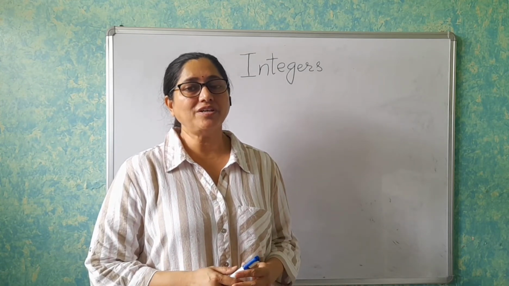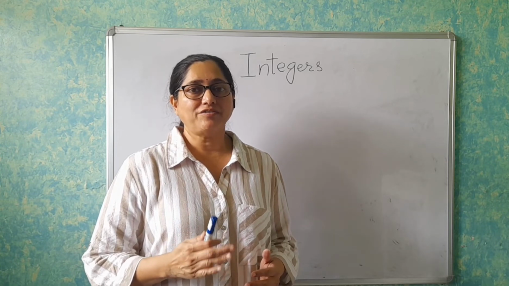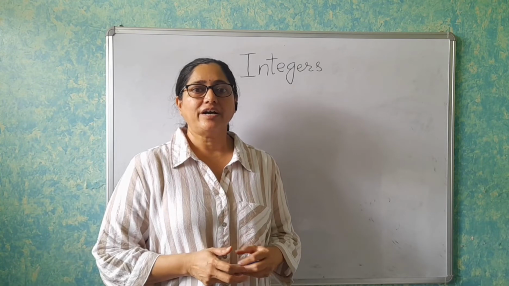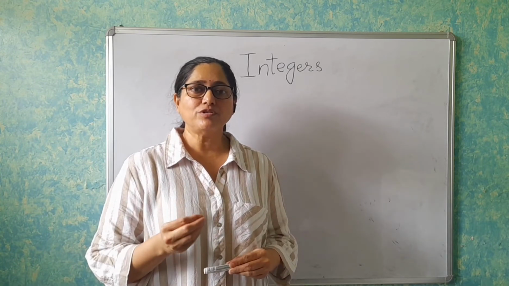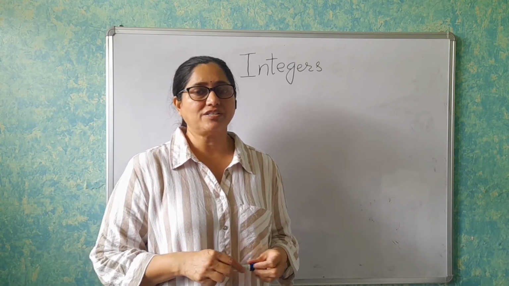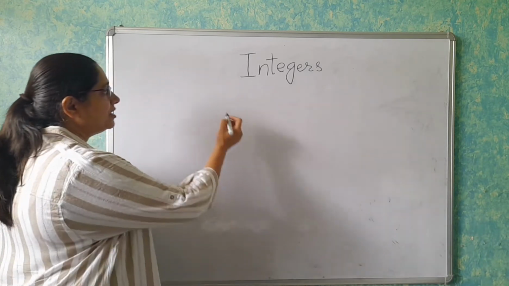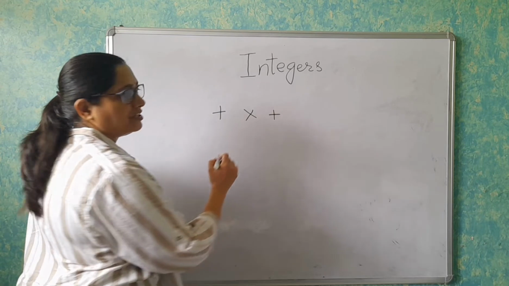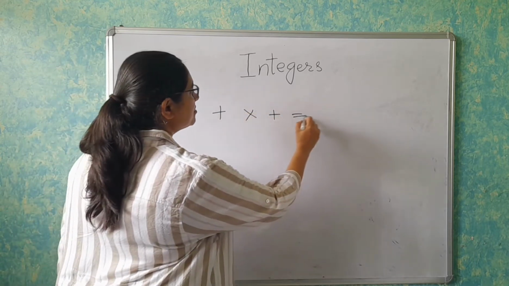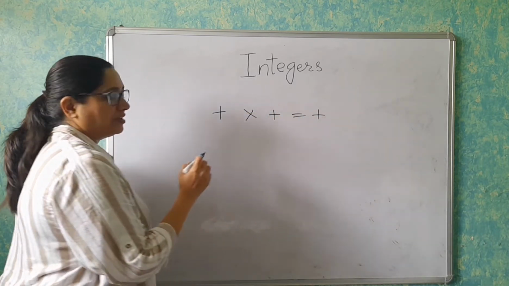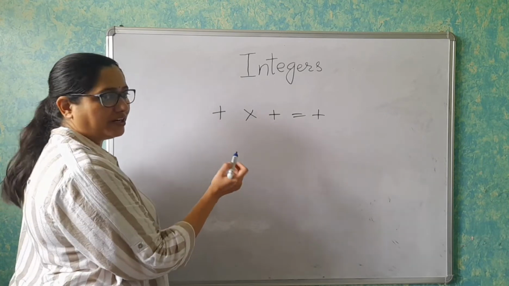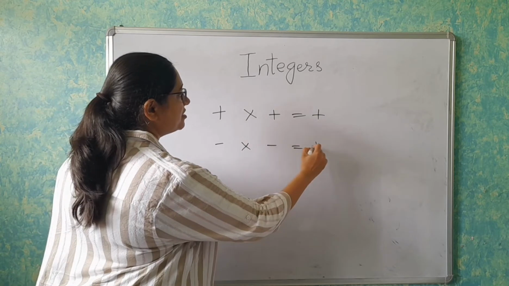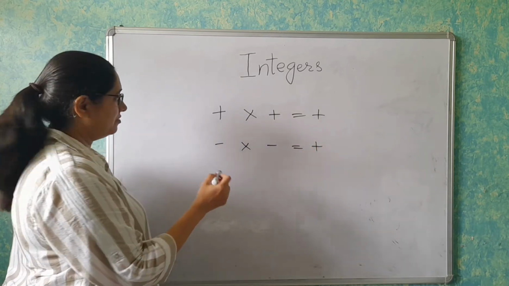I am Shilpa Joshi and today we will start our second exercise of integers. But before that, I want to discuss a few rules of multiplication of integers. Suppose I want to multiply a positive integer with a positive integer. The answer is always positive. Now if I am multiplying two negative integers, still my answer is always positive.